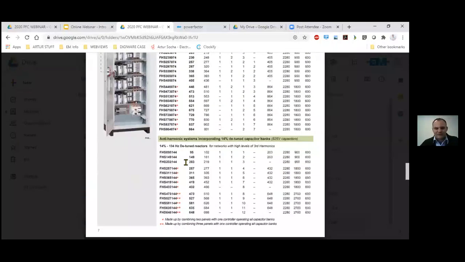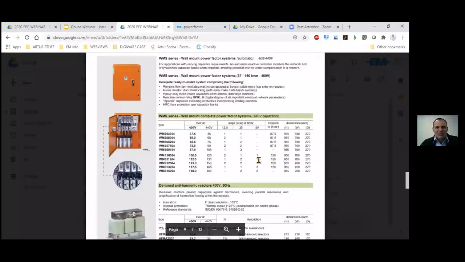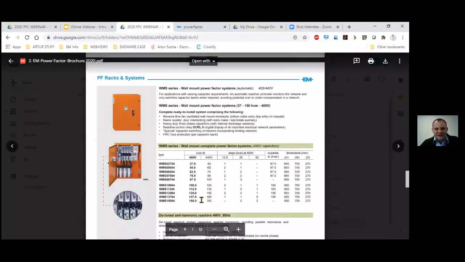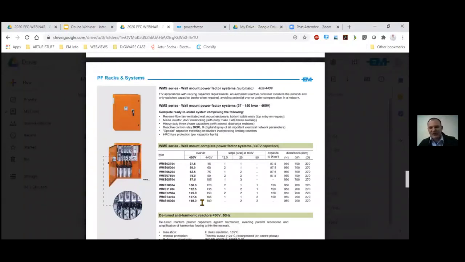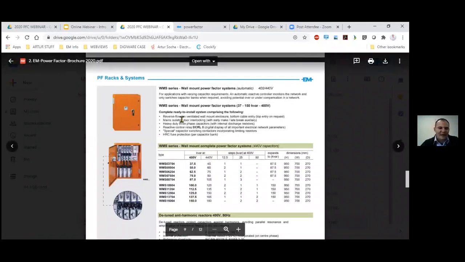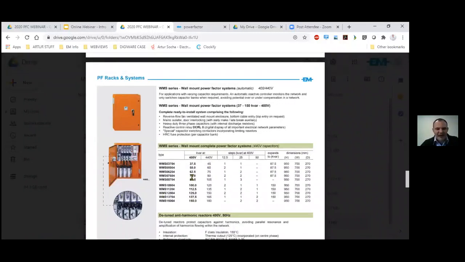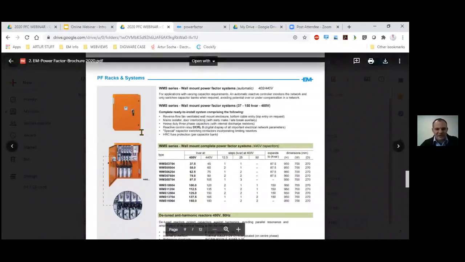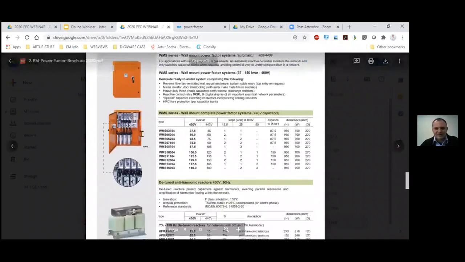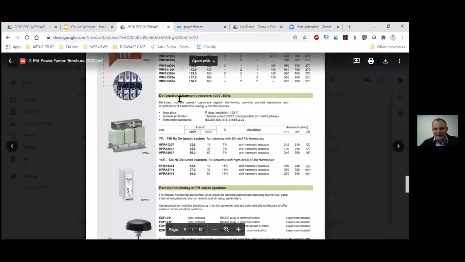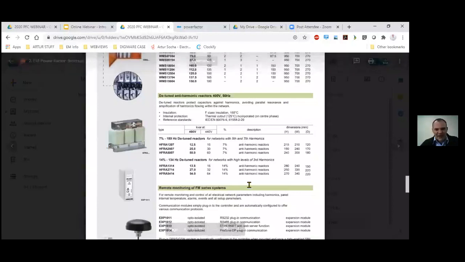We do build a wall mount series, which will be limited to the 150 kVAr. These are for the smaller systems. It's non-reactor based. Reactors are quite heavy, so it's not feasible to try and get them into a wall mount system. And then we indicate our actual reactors.